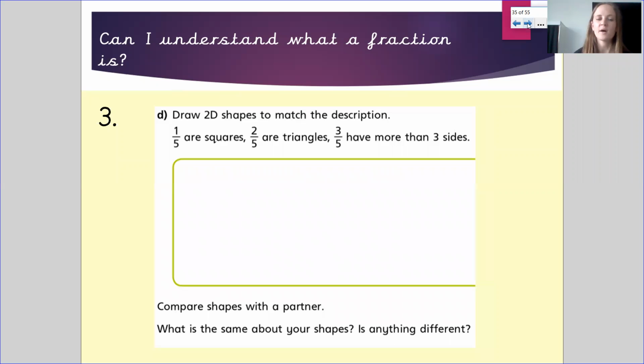What is the same about your shapes? Is there anything different? So you're drawing 2D shapes that match this description. Okay, 1/5 are squares, 2/5 are triangles, and 3/5 have more than 3 sides.